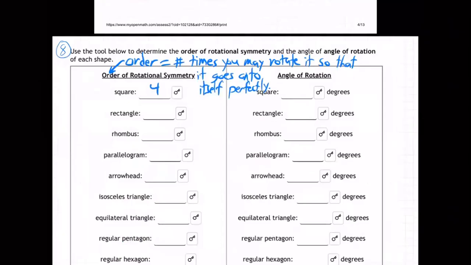And what that means for the angle is you take 360 and you divide by the 4, the order, and that tells you 90 degrees is the first angle of rotation. So let me show you now on the actual tool.